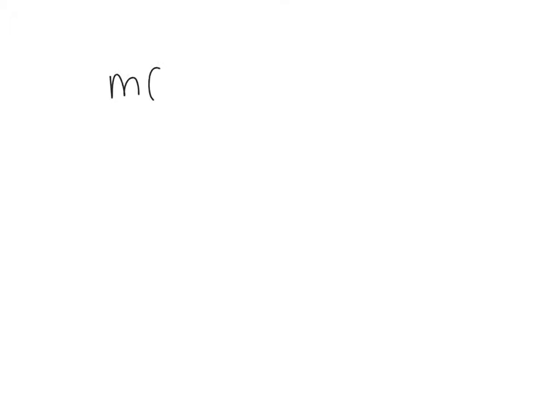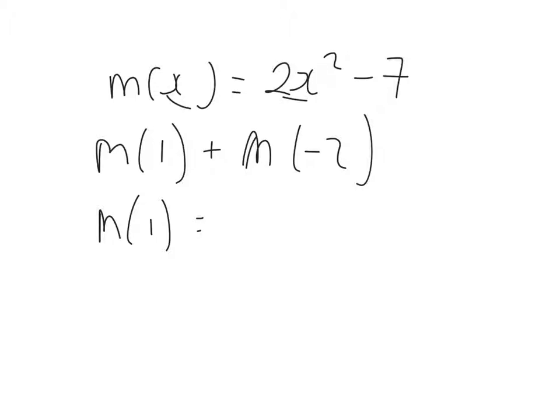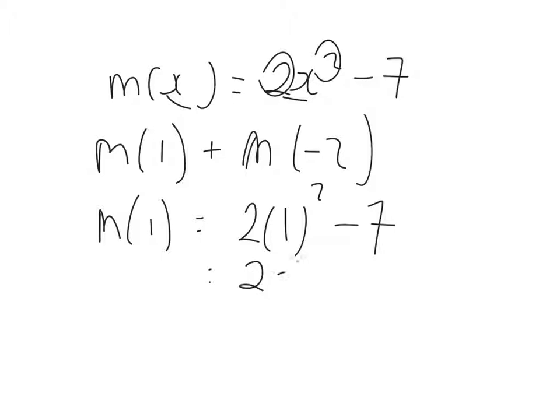Okay, m of x equals 2x squared minus 7. We're going to find m of 1 plus m of minus 2. Well, first of all, let's find m of 1. So m of 1, whatever's in the bracket, write it down, square it, times it by 2, take away 7. So 1 squared is 1, times 2 is 2. That's 2 take away 7, that's minus 5. So we've found that m of 1 is equal to minus 5.